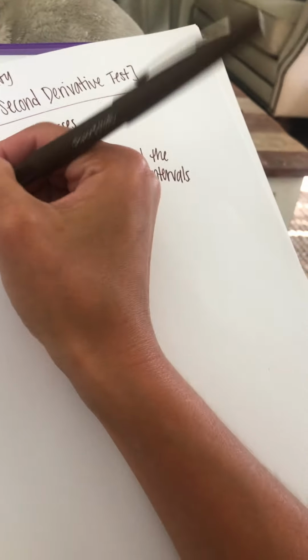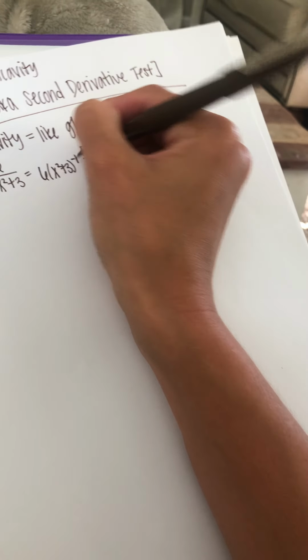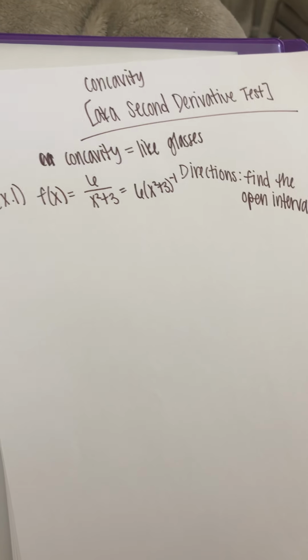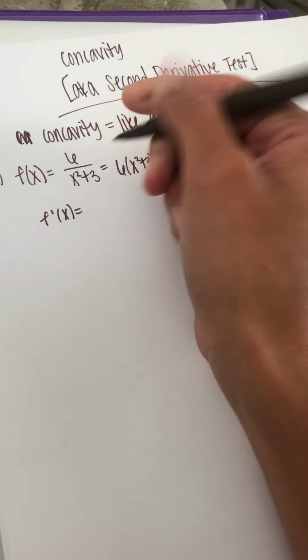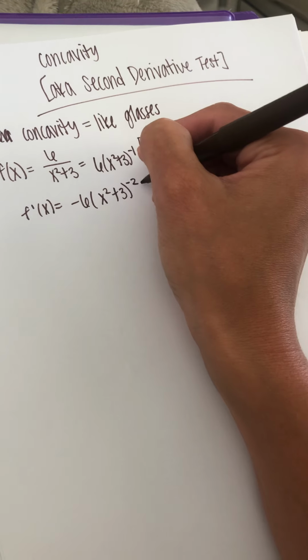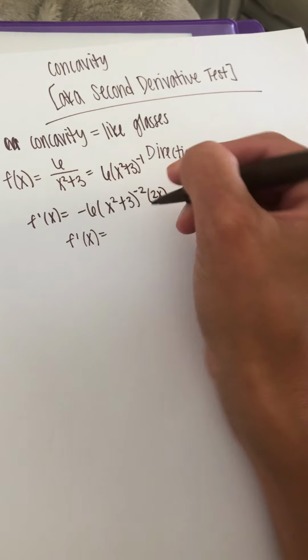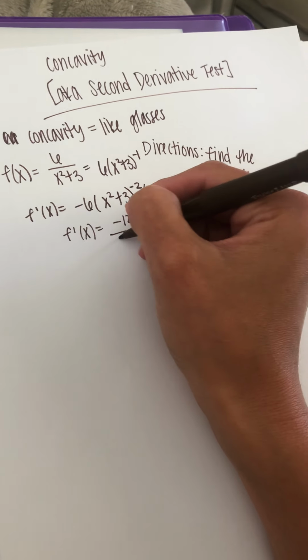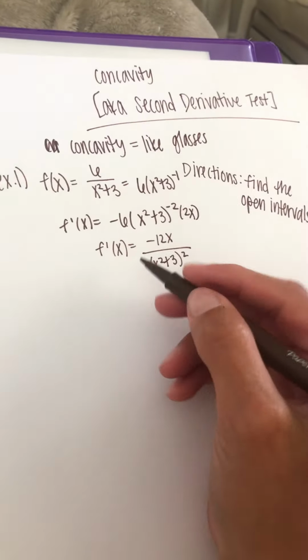So before we can find the second derivative, we have to find the first derivative. I'm actually just going to go ahead and write this as 6 times (x squared plus 3) to the negative 1 so that I do not have to do the quotient rule. So my first derivative is negative 6 times (x squared plus 3) to the negative 2 times 2x, and I'm going to clean that up: f prime of x equals negative 12x over (x squared plus 3) all squared. Okay, that's the first derivative. Now I have to take the second derivative.